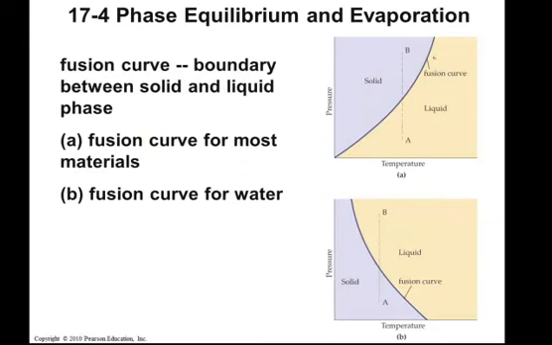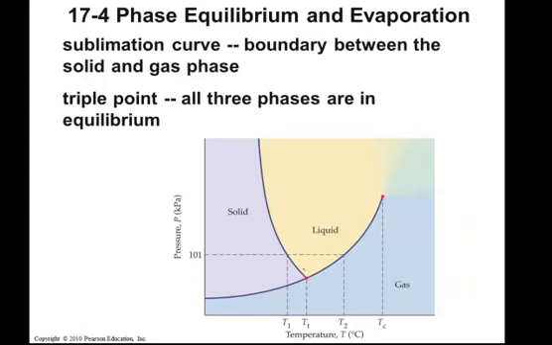So we said that the fusion curve was the boundary between a solid and a liquid, and A is the fusion curve for most materials, and this is the fusion curve for water, so we can see it kind of points the other direction. The sublimation curve is the boundary, we said, between the solid and the gas, where things are going to sublime, and where all those three phases meet, that's going to be the triple point. And in this particular diagram, we can see that the triple point is right here, and we could read the resulting pressure.